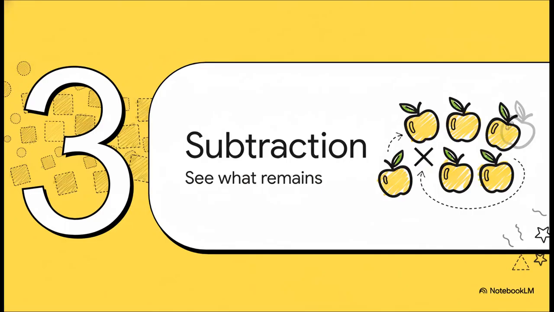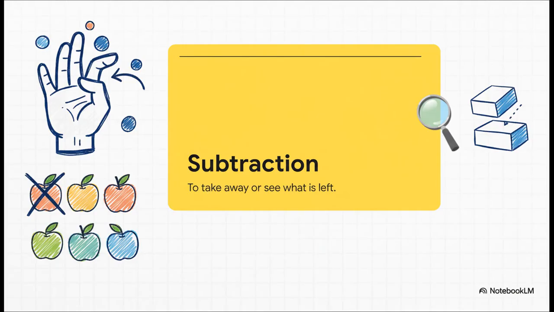Now for our next tool. If addition is all about putting things together, subtraction is its natural opposite. It's the process of taking things away to see what's left over. Subtraction is the tool we use to remove a certain amount from a whole just to see what remains. It's math's way of reducing, of making things smaller.